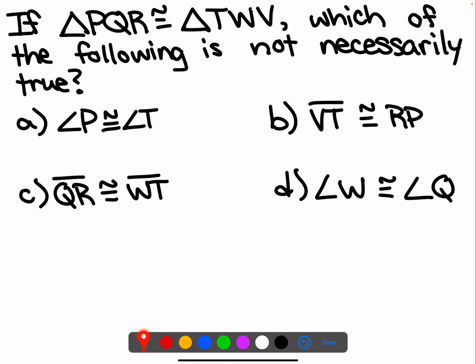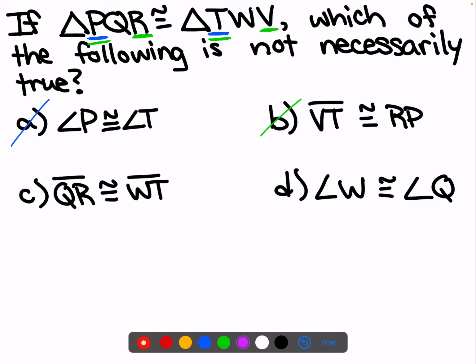All right. If triangle PQR is congruent to triangle TWV, which of the following is not necessarily true? So, looking at this, the order matters in our congruency statement. If it's not in the correct order, then it's not necessarily true. So looking at this, P and T both come first. So letter A is true. Looking at letter B, VT. Well, V and T is first and third. R and P is first and third. So that is also true.